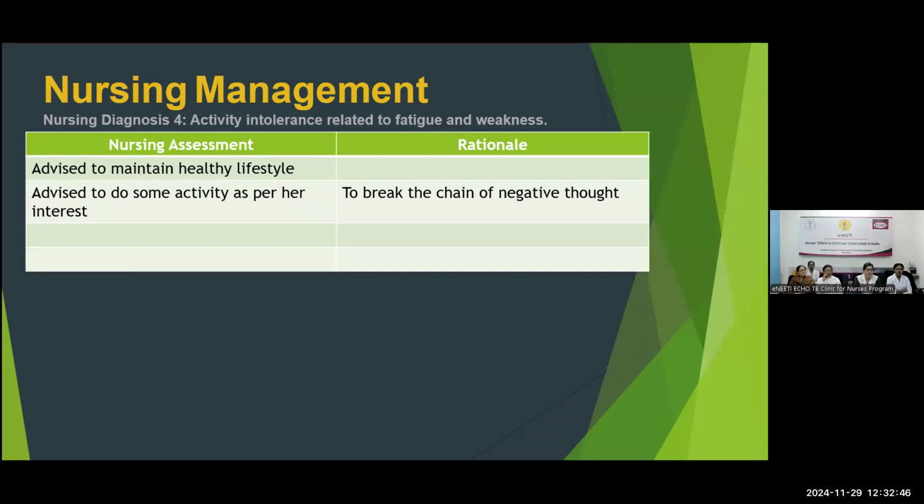Advice to maintain a healthy lifestyle. Advice to do some activity as per her interest. She has been advised to do some activity according to her interest to break the chain of negative thoughts.